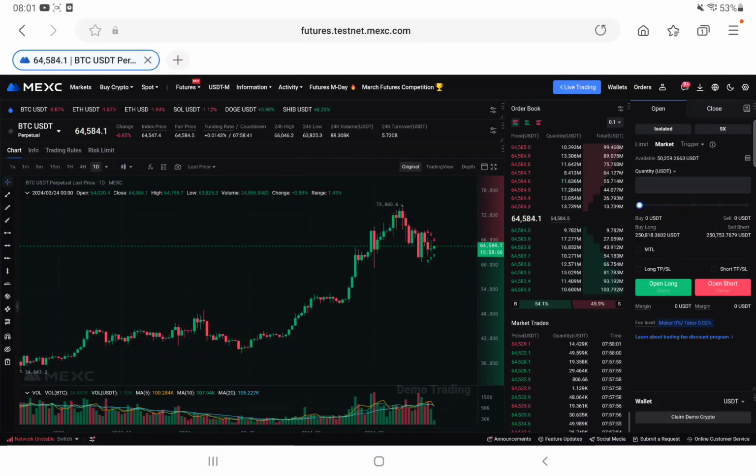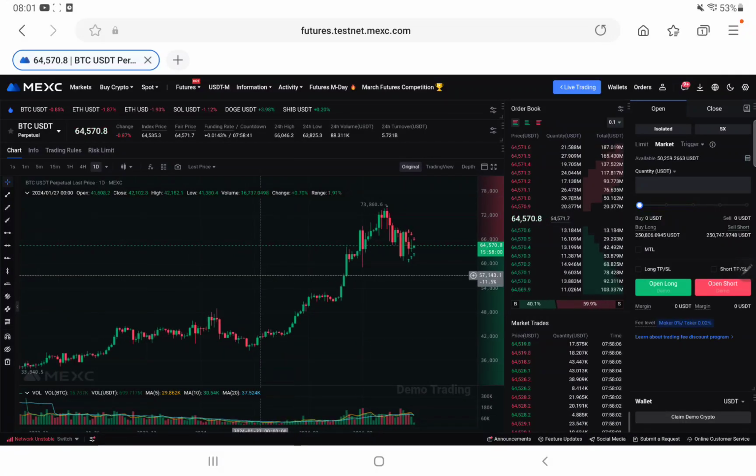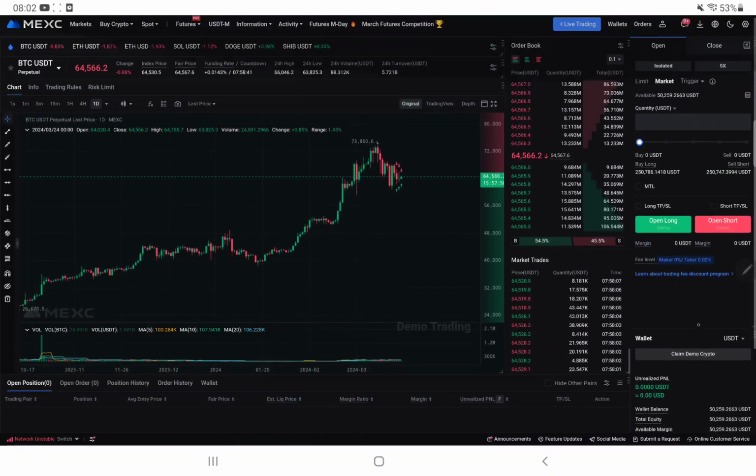There are different methods on how to futures trade. You can also swing trade. Swing trade would be basically if you go on our chart over here. I don't think our position's even gone in yet.